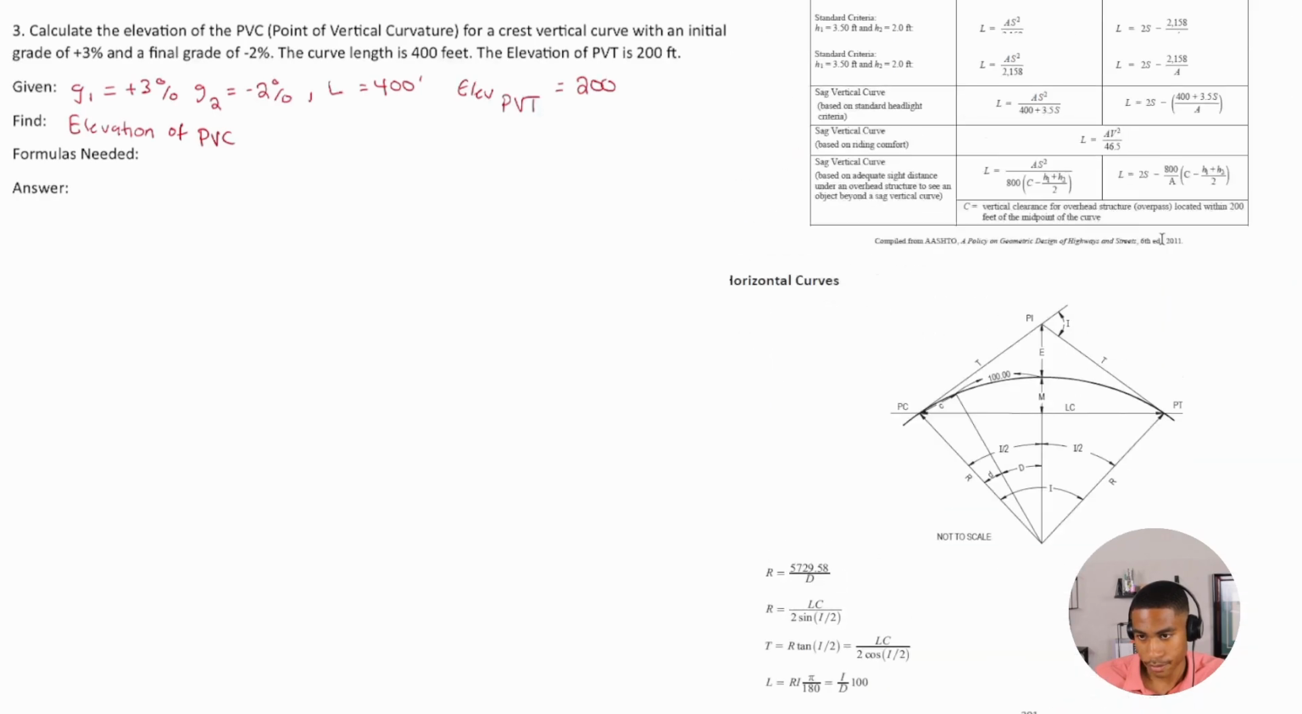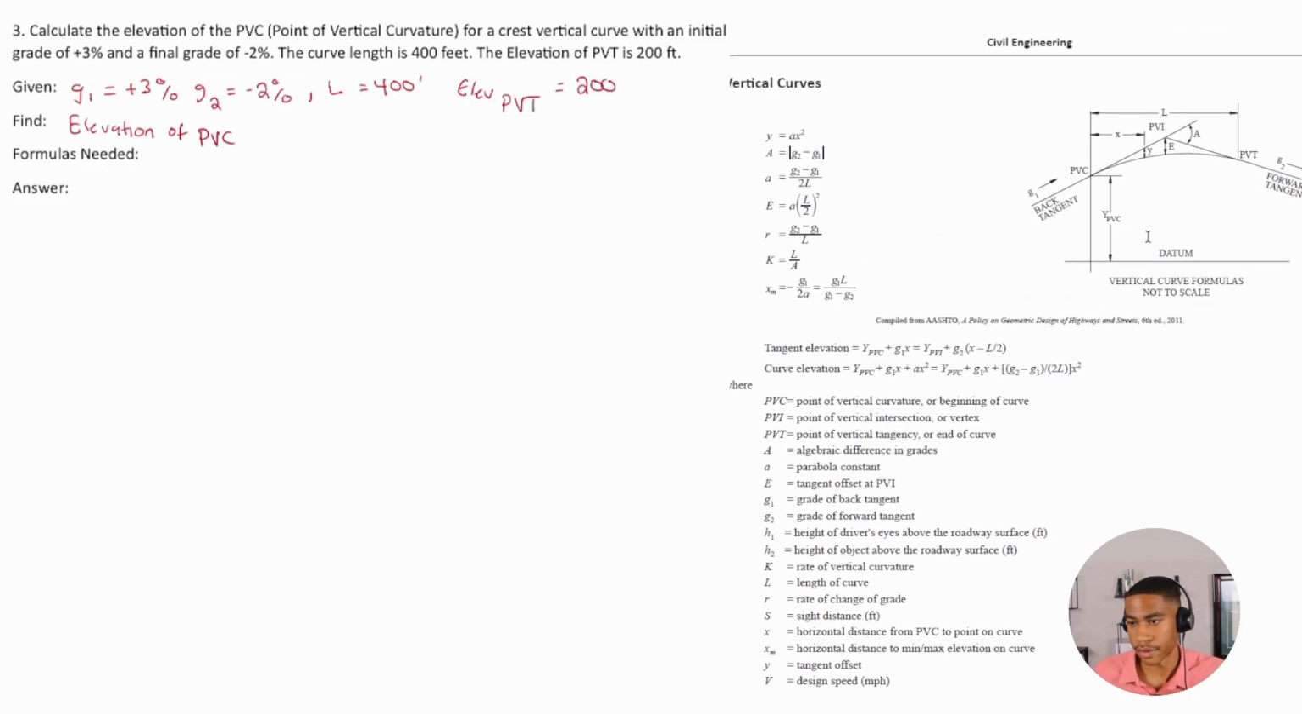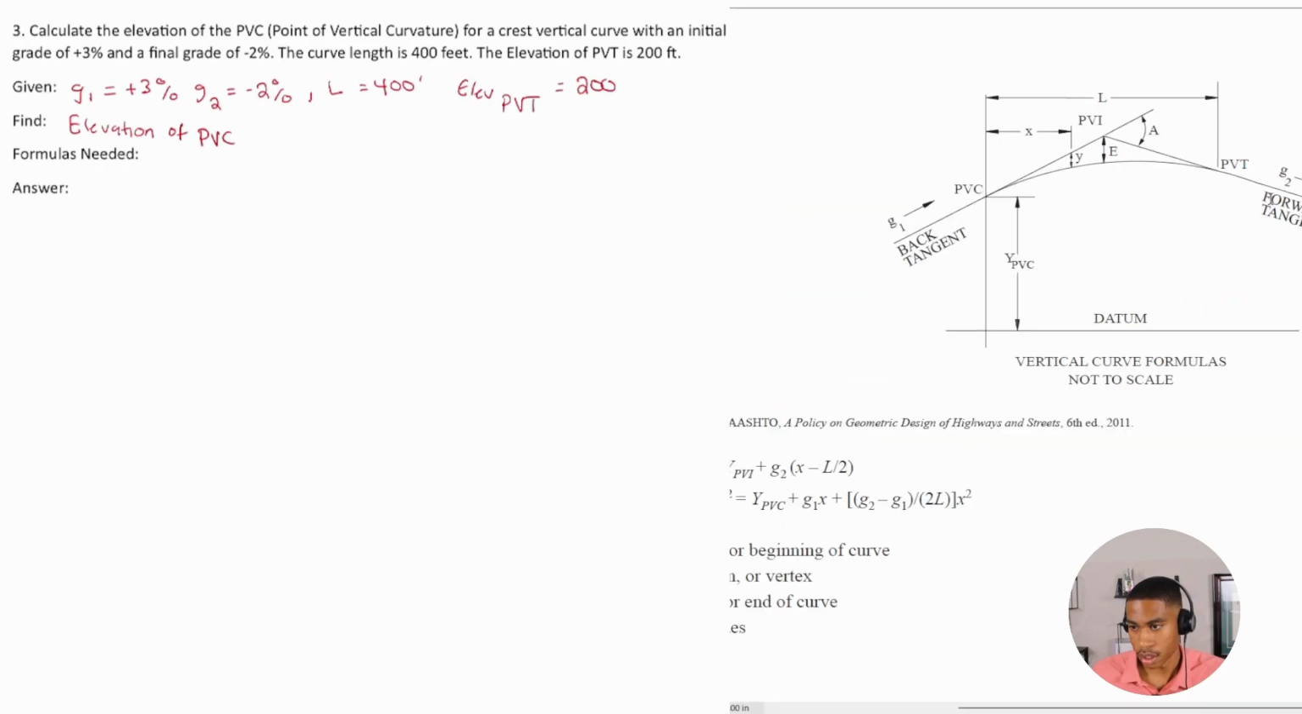It was in here somewhere. Okay, here we are. All right, so for vertical curves, and zoom in here.